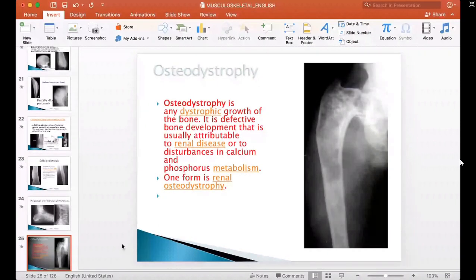Another process is called osteodystrophy. This is any dystrophy of the bone, and this defective bone development is usually attributable to a renal disease and some disturbances in calcium and phosphorus metabolism. So one very common form is the so-called renal osteodystrophy. You have some deformities of the bones with some osteolytic, osteodystrophic changes.